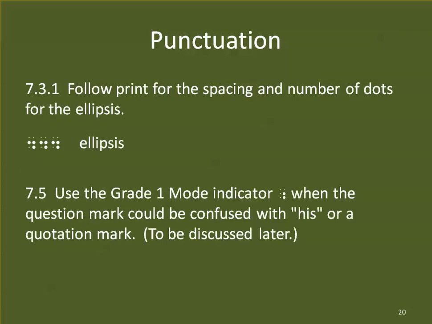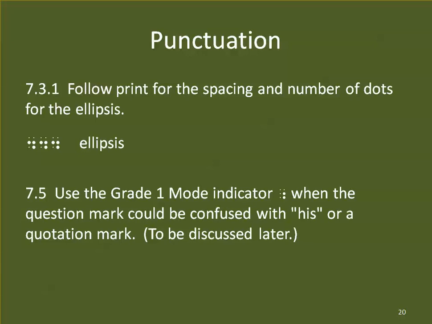We're going to follow print much more closely in UEB than we did before. And one instance of that is the ellipsis. We follow the print for the spacing and number of dots for the ellipsis. Usually there are only 3. So we put three dots just like we do in print. And a dot is a dot, no matter what, no matter where in UEB. It doesn't matter if it's an ellipsis, a period, .com, 0.5, doesn't matter, a dot is a dot.